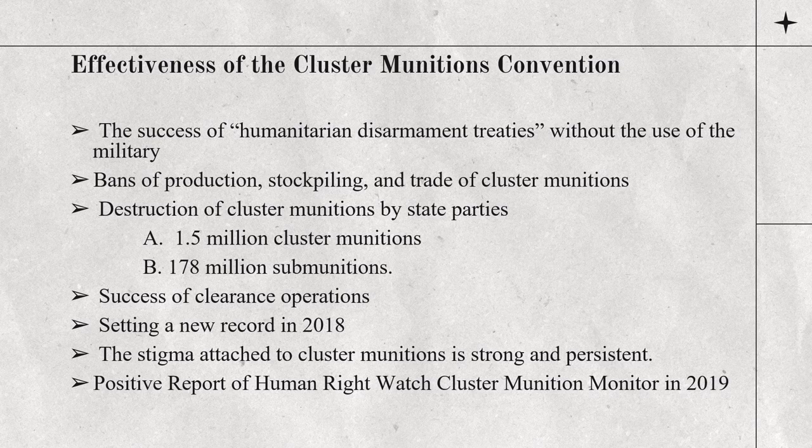The Mine Action Review reports that clearance operations have cleared at least 804,000 unexploded submunitions and more than 638 square kilometers since the convention entered into force. The clearance figures for 2018 were record-setting, with more than 128 square kilometers of cluster munition contaminated area cleared and more than 135,000 submunitions destroyed. The 2019 report of the Cluster Munition Monitor also remarked positively regarding its success.